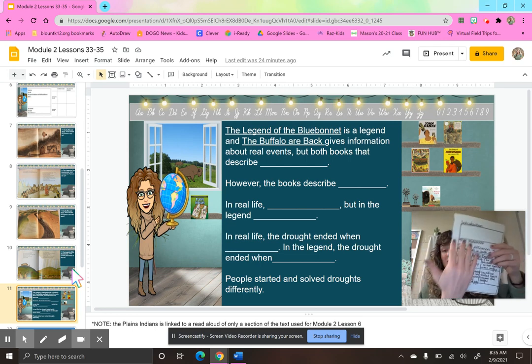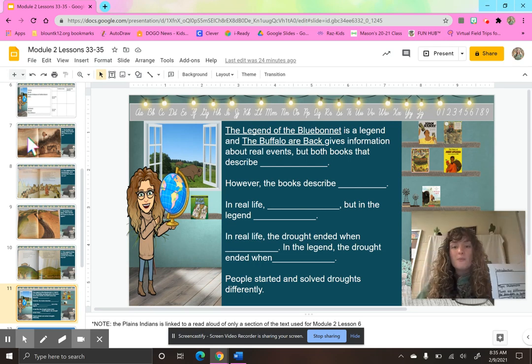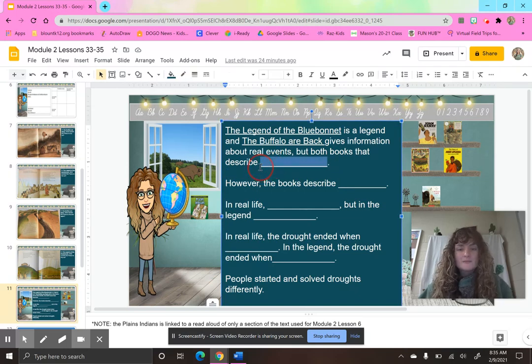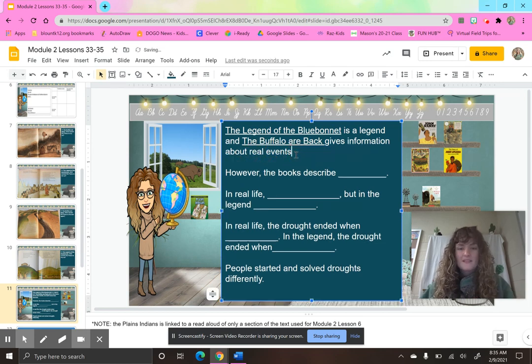All right, now we are going to put our evidence all together into a paragraph. So we are going to use our evidence organizer to help us complete this paragraph. So let's look at what we have. The Legend of the Blue Bonnet is a legend, and The Buffalo Are Back gives information about real events. But both books describe, what do they both describe? They both describe a drought.